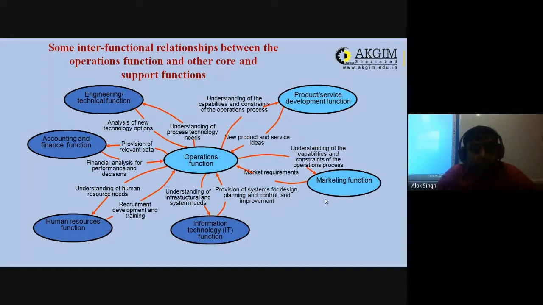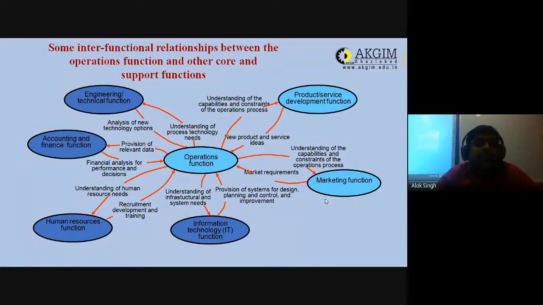Okay, so what is the engineering or technical function's relationship with the operations function? Okay, next is the accounting function. What is the accounting and finance function? It will check provision of relevant data, means what type of data the operations function requires, and what that function will provide to the operations function.